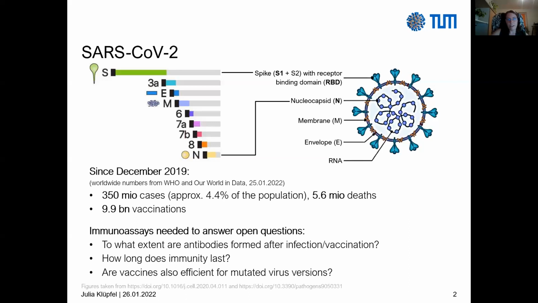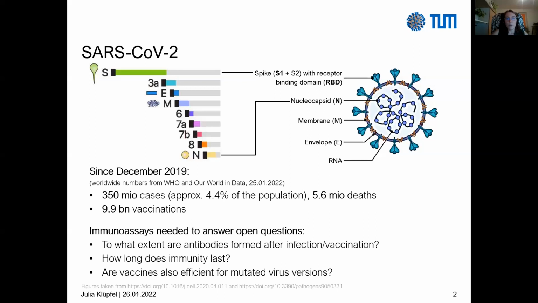But still, there are a lot of open questions that still have to be answered. Like, for example, to what extent are antibodies formed after infection or after vaccination? Is immunity after infection comparable to that after vaccination? Which one is better? How long does this immunity last? When do we need booster vaccinations? And as you all know, we now have the Omicron variant. Are the vaccines also efficient for the mutated virus versions, or don't they help us at all with them?